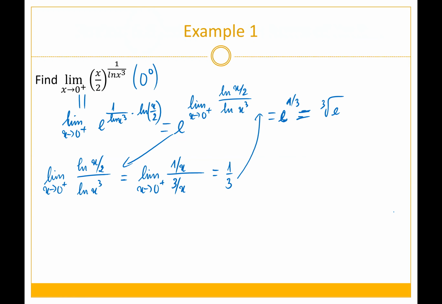Before I go to the next one, is there any question? Okay, so what did you do in the middle step? Which middle step? From here to here, you just do the L'Hopital rule. Then after that, you have 1 over x over 3 over x, so you can simplify it to 1 over 3. Does that make sense?